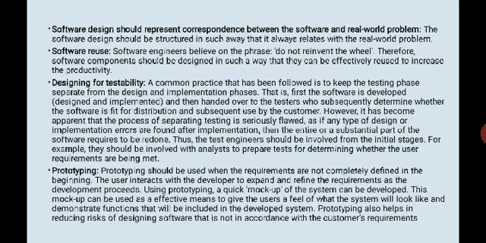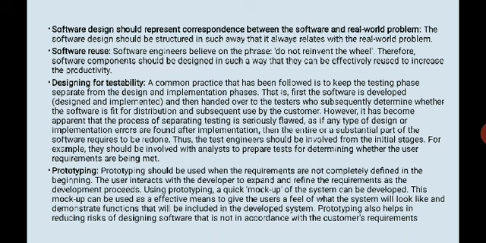The seventh point is software design should represent correspondence between the software and the real world problem, which is very true. See, anything that you are designing, you should be able to relate it to the real world problem that you are solving, right? So your design has to be systematic and it has to be realistic.